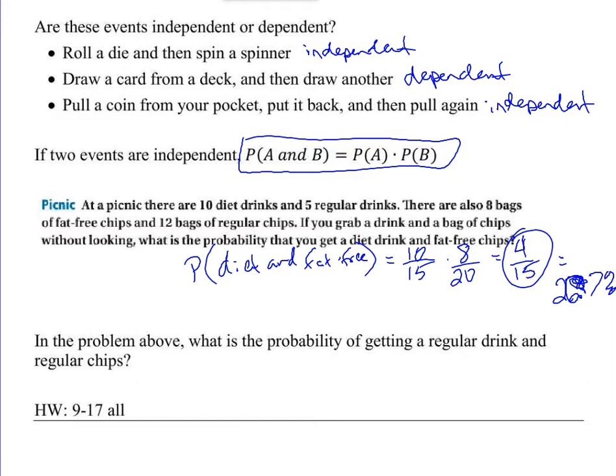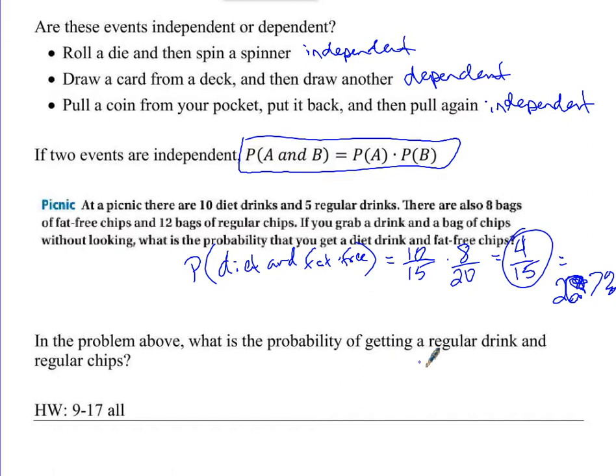The probability of the first thing occurring times the probability of the second thing occurring, it's basically the same as what we're doing with the dice. It's just that now we're talking about different types of problems. So in the problem above, what is the probability of getting a regular drink and regular chips when you do this random draw? Now keep in mind 26.7%. So about a quarter of the time, if you were looking for a diet drink and diet or fat-free chips, about a quarter of the time you would actually get that.